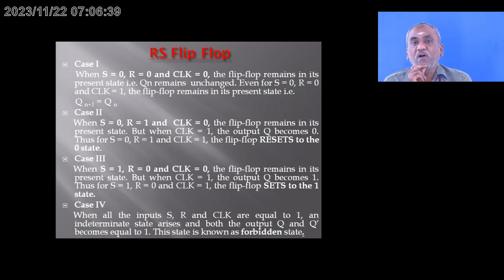Case 4: when all the inputs are equal to 1, S equal to 1 and R equal to 1 and the clock equal to 1, it will never happen. Suppose in the remote you have an on switch and an off switch, and you press both directly. If you have a kid at home playing a digital game and pressing both on and off buttons, what happens there? A random value will appear, one will be 0 and one will be 1. So that will never happen. In this case it is an indeterminate state, and that state is called the forbidden state. Thank you.